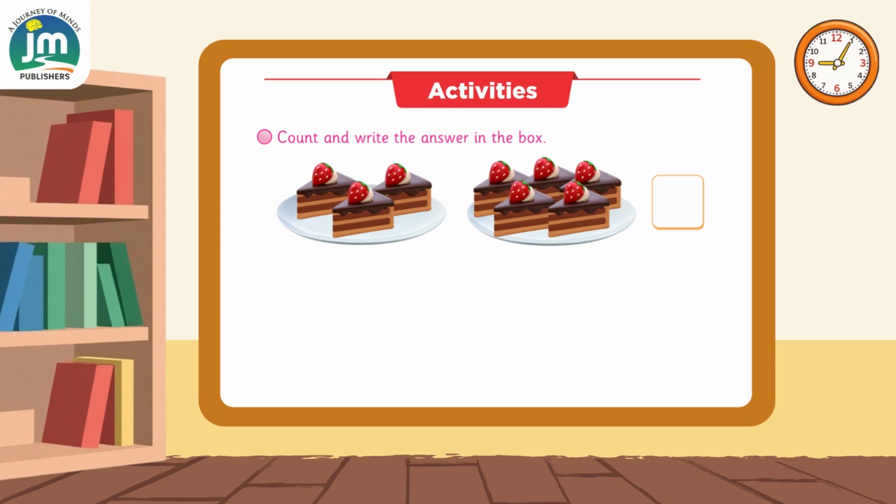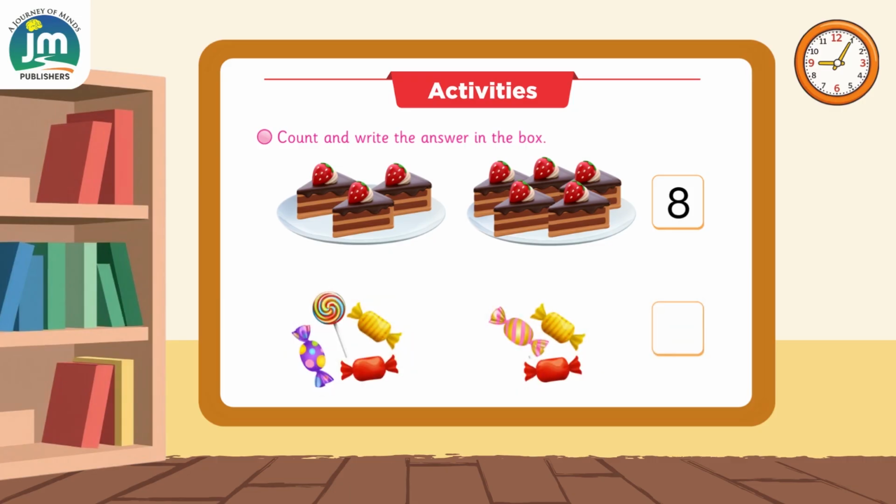Let's count with me. 1, 2, 3, 4, 5, 6, 7, 8. Total 3 plus 5, 8. Next one is how many candies? There are 7 candies. 1, 2, 3, 4, 5, 6, 7. So 4 plus 3 is equal to 7.